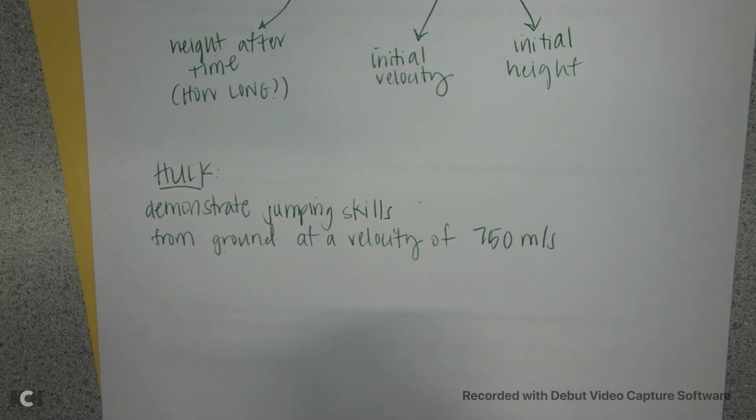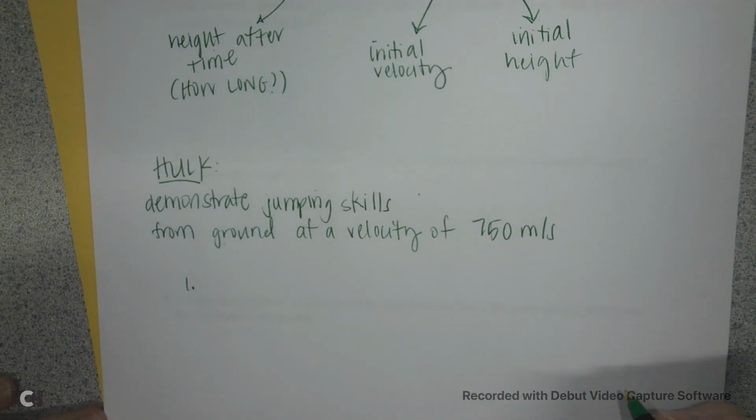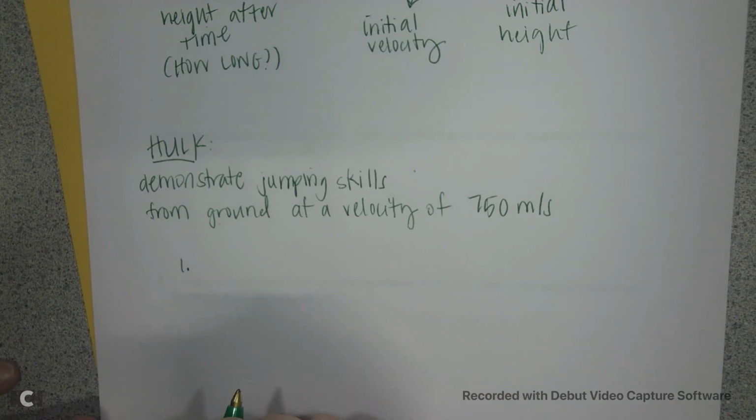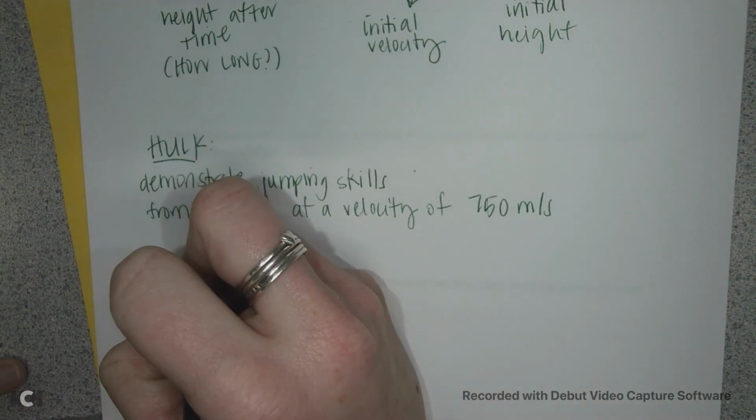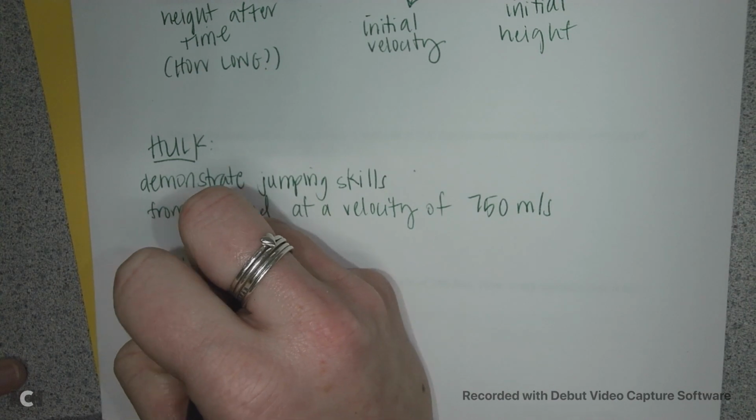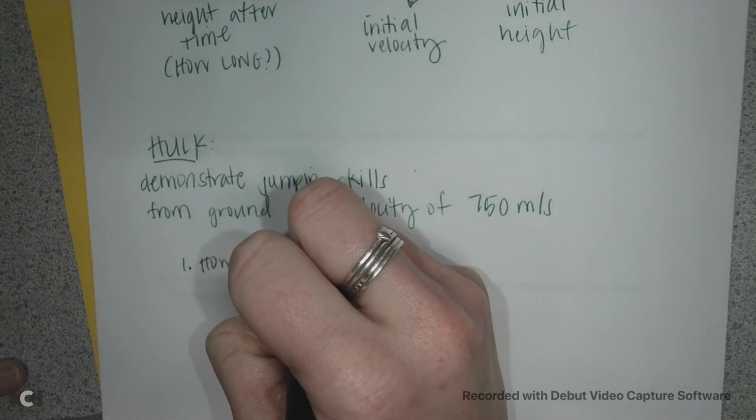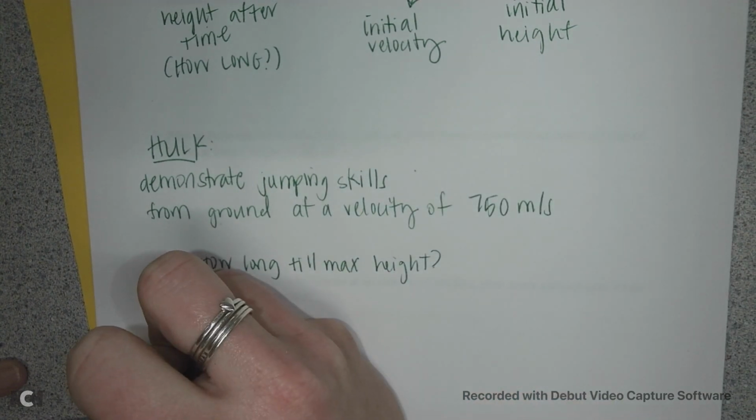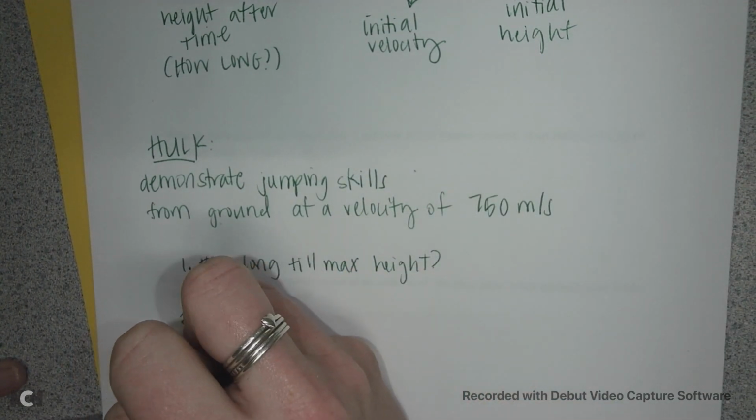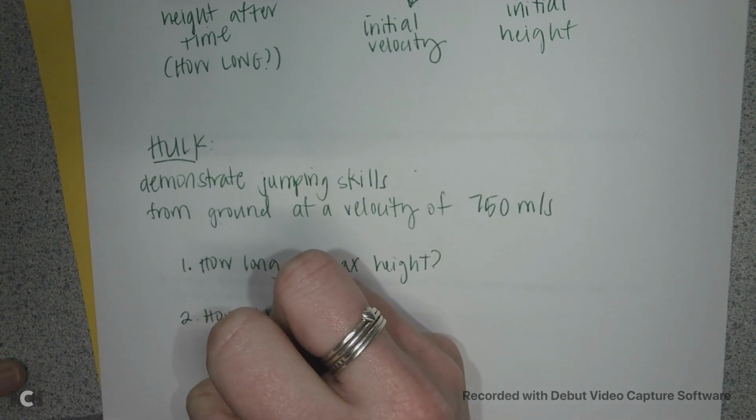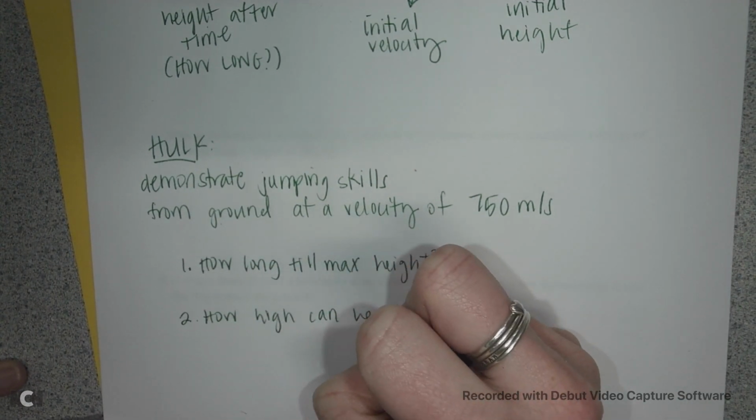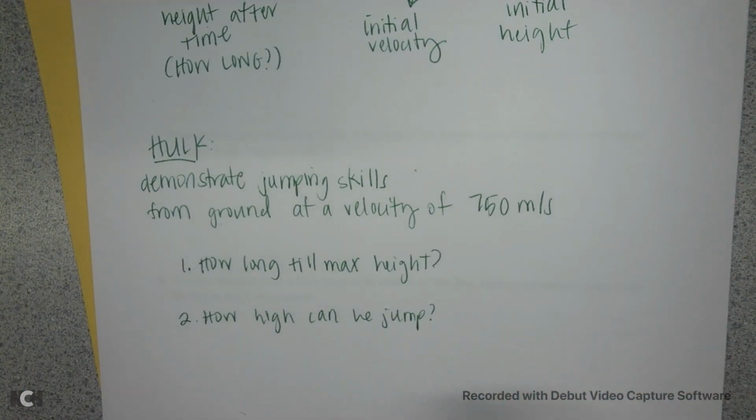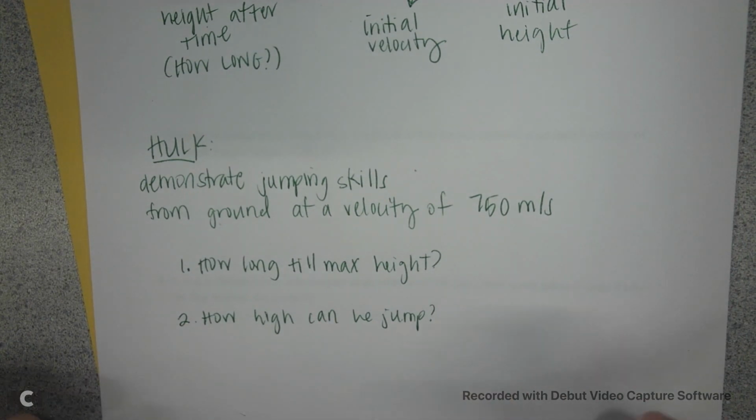So we want to answer a few questions. The first question we want to answer is how long till he reaches his max height? And we also want to know how high he can jump, for this particular jump that he did. How long till he reached the max, and then how high.